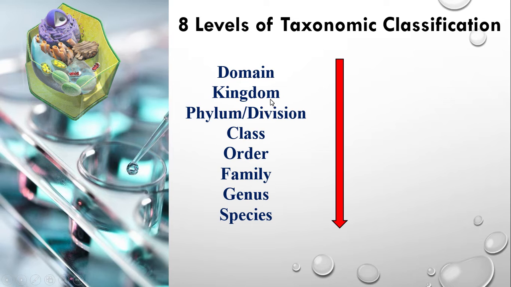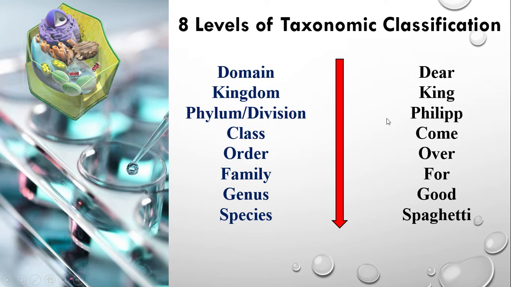So we have here a mnemonic for this one. We have Dear King Philip, come over for good spaghetti. So Dear corresponds to domain, King for kingdom, Philip for phylum, come for class, then we have over for order, and for family, good for genus, and then spaghetti for species.